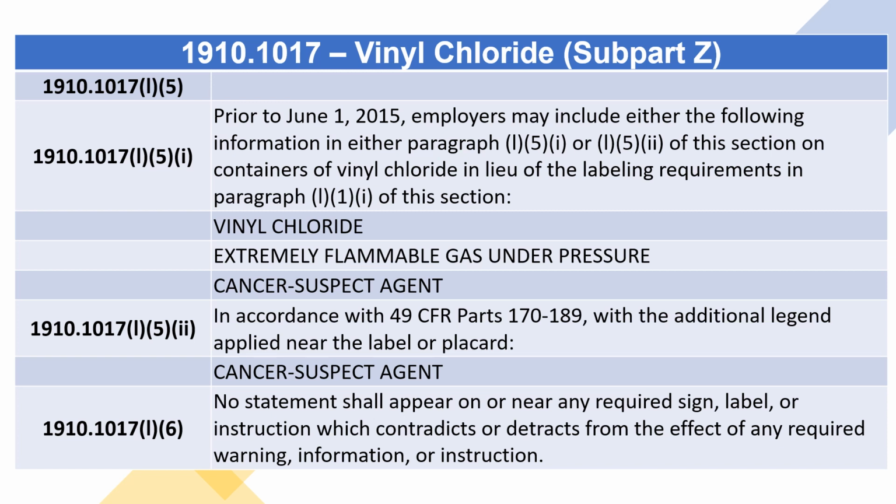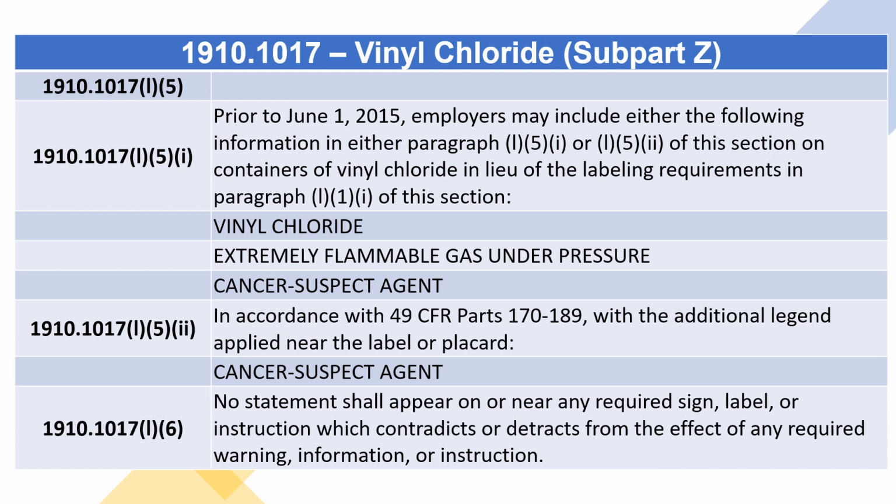1910.1017 L5. 1910.1017 L5(1). Prior to June 1, 2015, employers may include either the following information in either paragraph L5(1) or L5(2) of this section on containers of vinyl chloride in lieu of the labeling requirements in paragraph L1 of this section. Vinyl chloride. Extremely flammable gas under pressure. Cancer suspect agent. 1910.1017 L5(2). In accordance with 49 CFR Parts 170 to 189, with the additional legend applied near the label or placard. Cancer suspect agent.